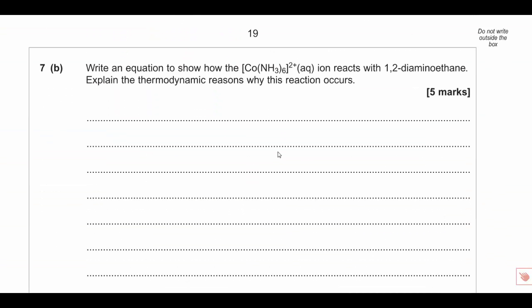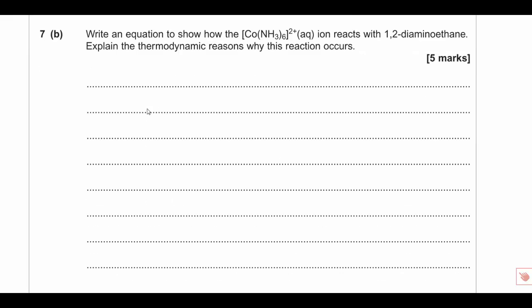7B, write an equation to show how the Co(NH3)6 2+ reacts with 1,2-diaminoethane. Right, okay, so we know we're going to start with, first of all, what's 1,2-diaminoethane? So it's going to be NH2 CH2 CH2 NH2.